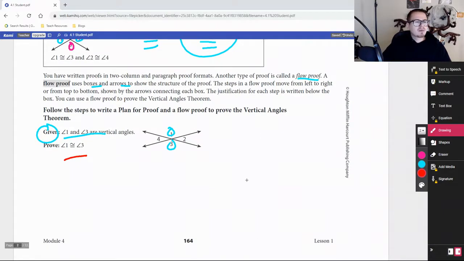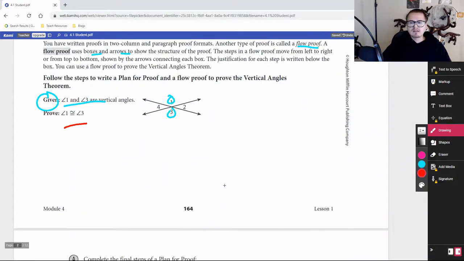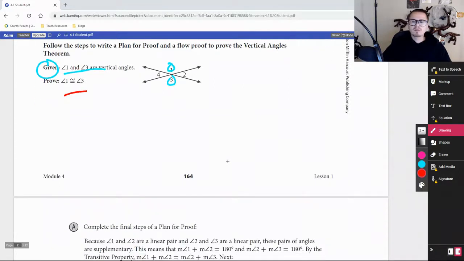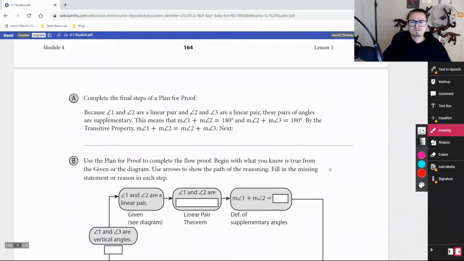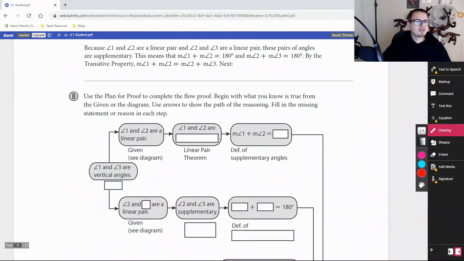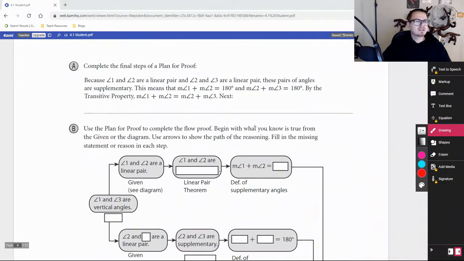Something else to remember, guys. How do we identify vertical angles? They are opposite angles formed by intersecting lines. That's probably something I would write down. So let's finish this out. It says complete the final steps of a plan for a proof.